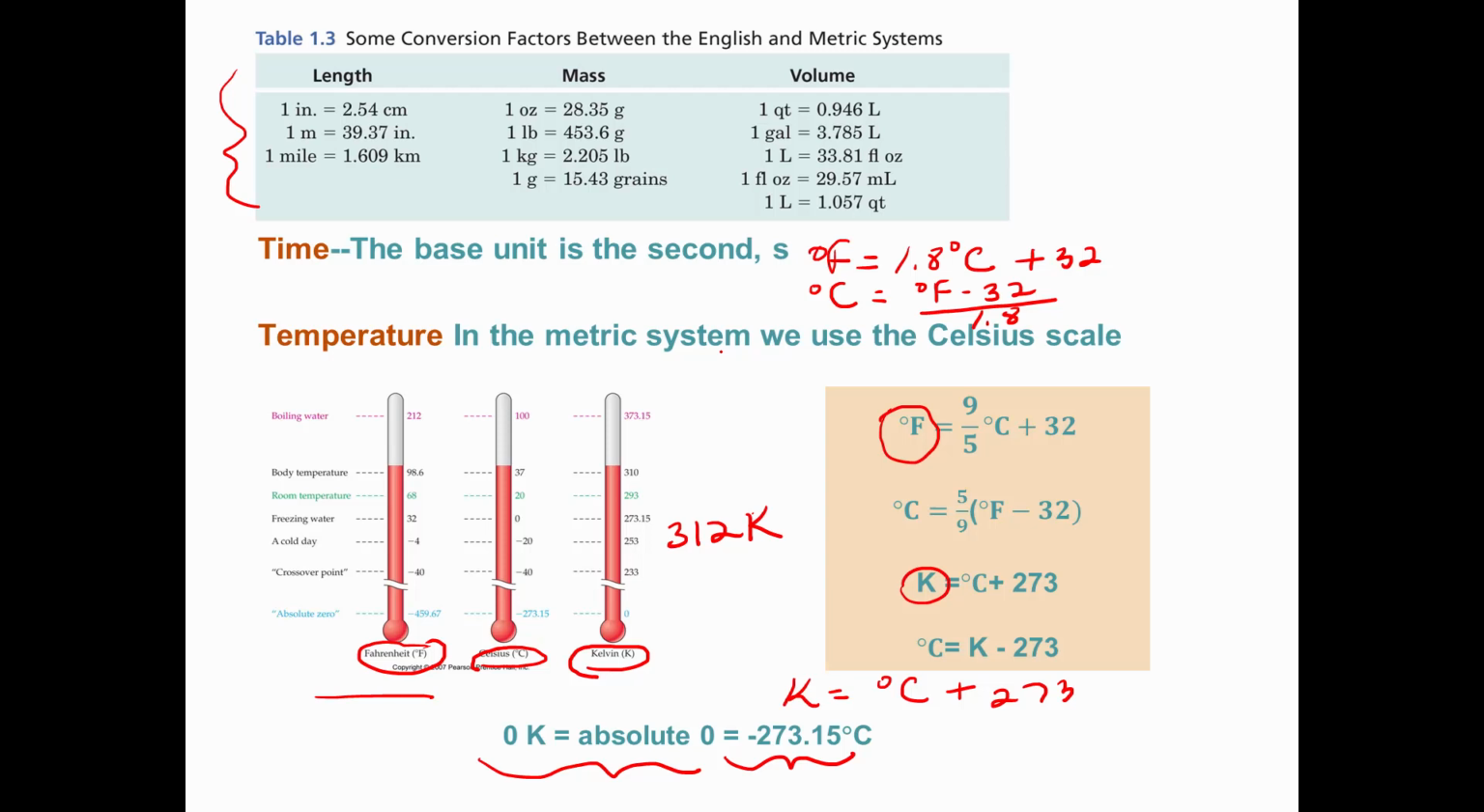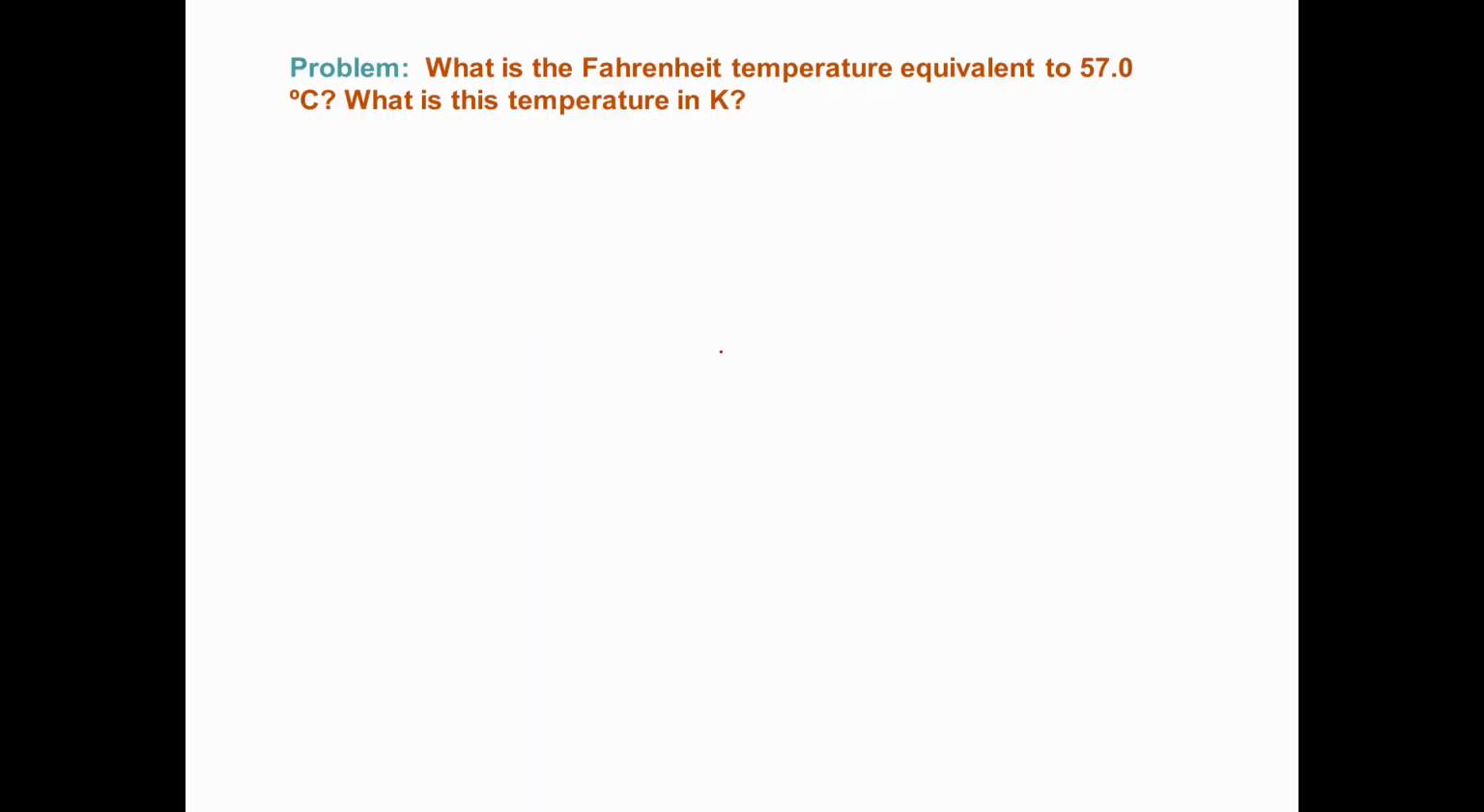I will say you can tell from the image here that the Celsius degree and the Kelvin unit are the same size. The Fahrenheit degree, though, differs in size from Celsius and Kelvin units. So here's a problem. What is the Fahrenheit temperature equivalent to 57 degrees Celsius? What is this temperature in Kelvin?